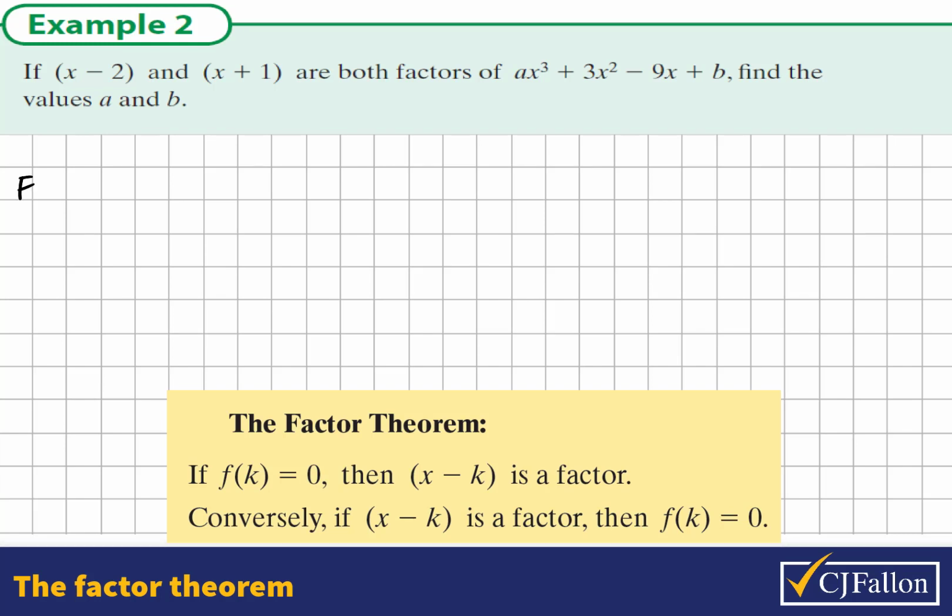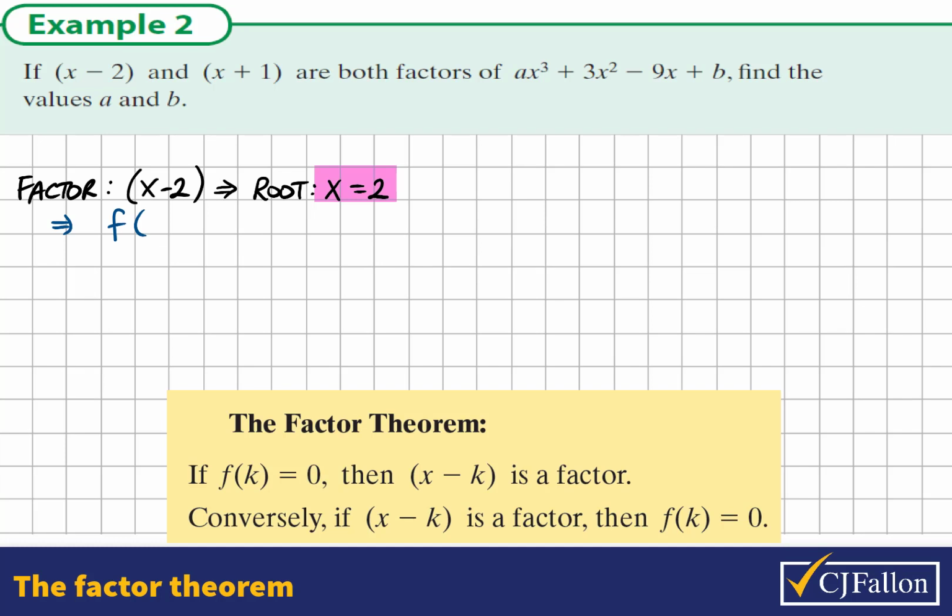Well, if we have a factor x minus 2, what's the related solution? Well, the related solution is the x value that would make that equal 0. 2 minus 2 equals 0. The related root or solution is x equals 2. You should be familiar with this idea already from solving quadratic equations.